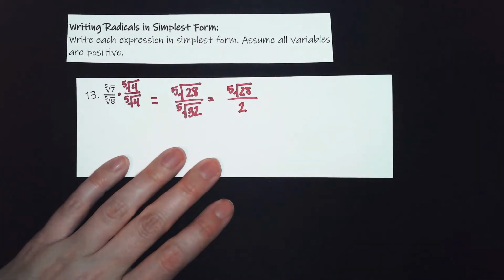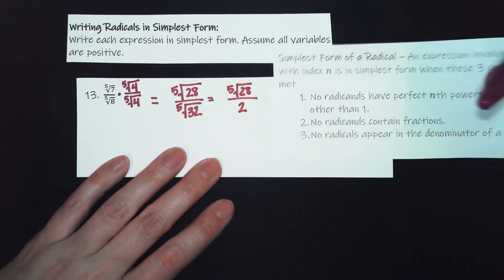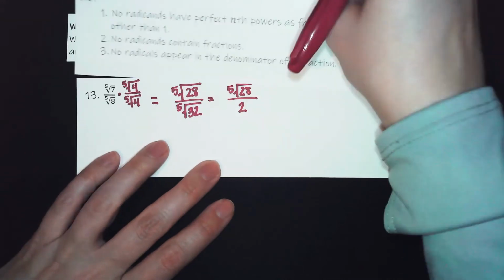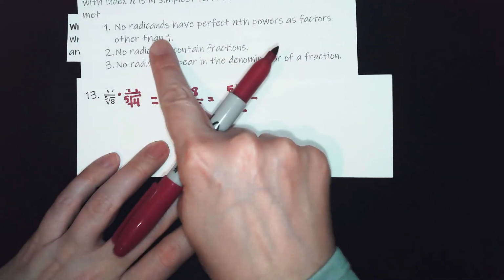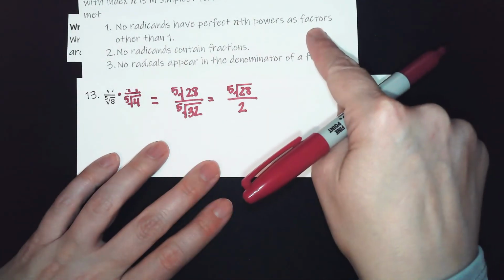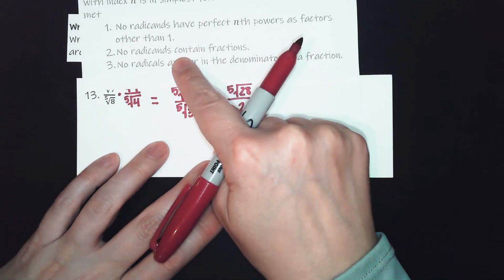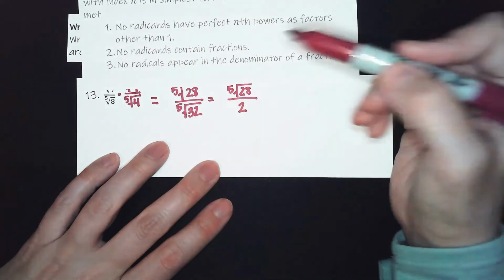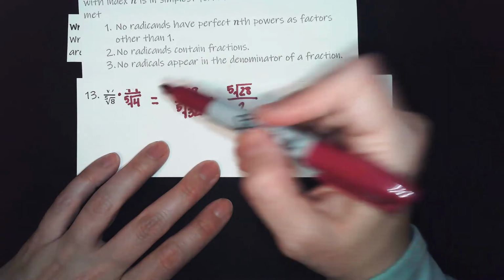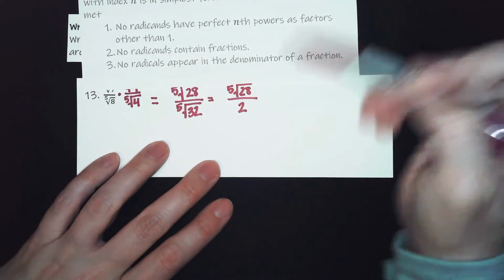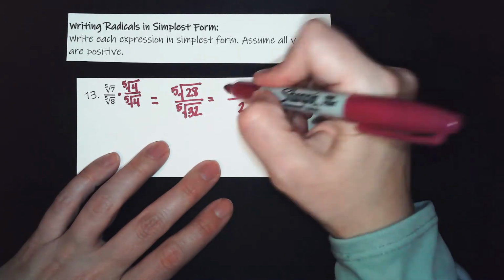So now, let me make it so you can read the rules here. No radicands have perfect nth powers as factors, other than 1. And no radicands contain fractions. So my answer doesn't contain fractions. And no radical appears in the denominator. Okay, so we followed all the rules here.